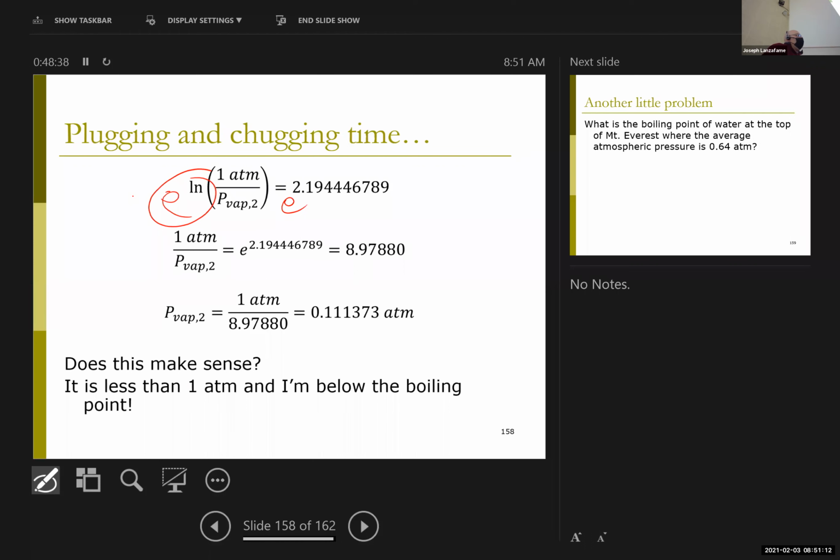You can also view this result in reverse, right? That tells me the vapor pressure of water at 50 degrees C is 0.111. That tells me how much water's in the air. It also tells me how to boil water at 50 degrees C. If I reduce the atmospheric pressure to 0.111 atmospheres, my water boils at 50 degrees C, because then my atmospheric pressure equals the vapor pressure.